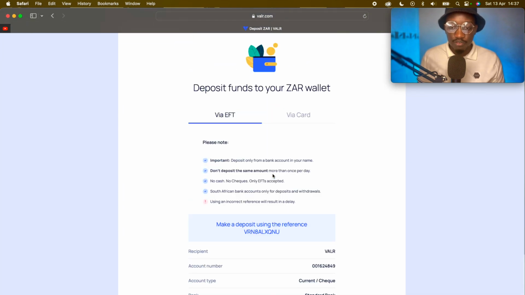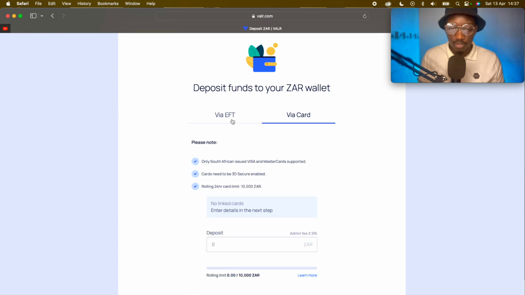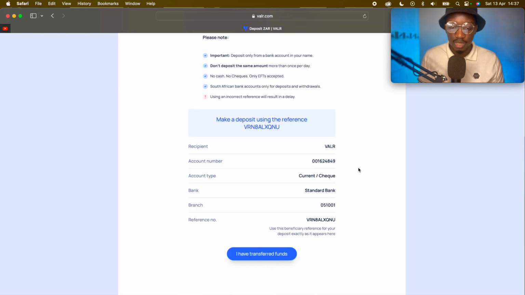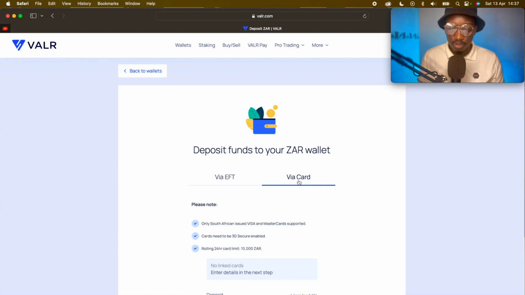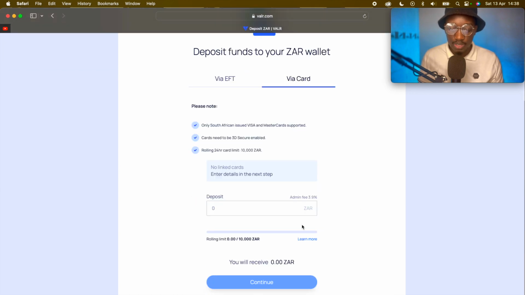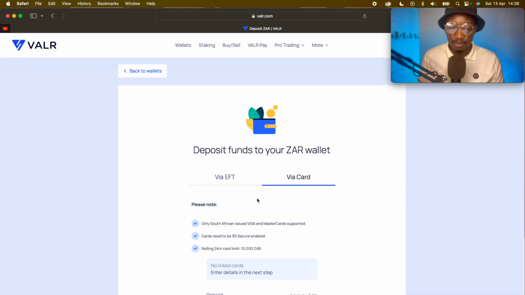So they have two options right here. You can either deposit via card or do some EFTs, you know what I mean? Basically these are all the banking details that you have to use if you want to deposit some cash to your Valr wallet using bank transfer, and you would have to do an EFT. But if you want to deposit via card, you can also do the same. Just put in the amount and finish up your payment.